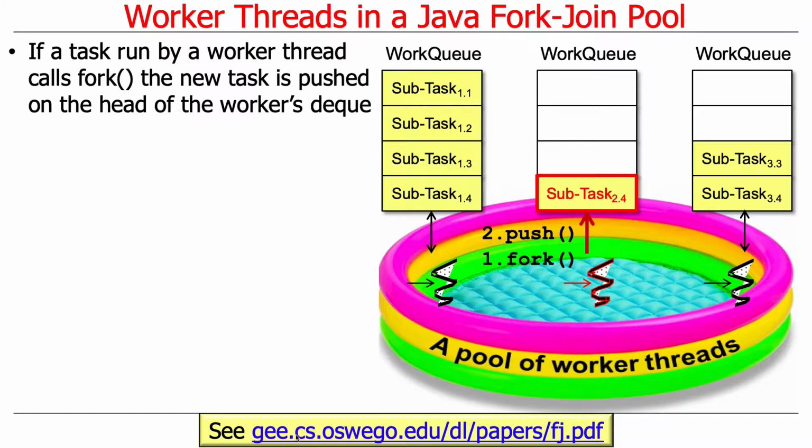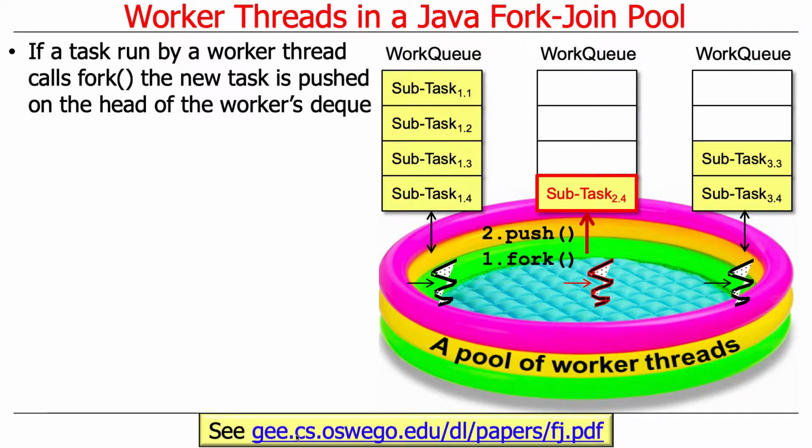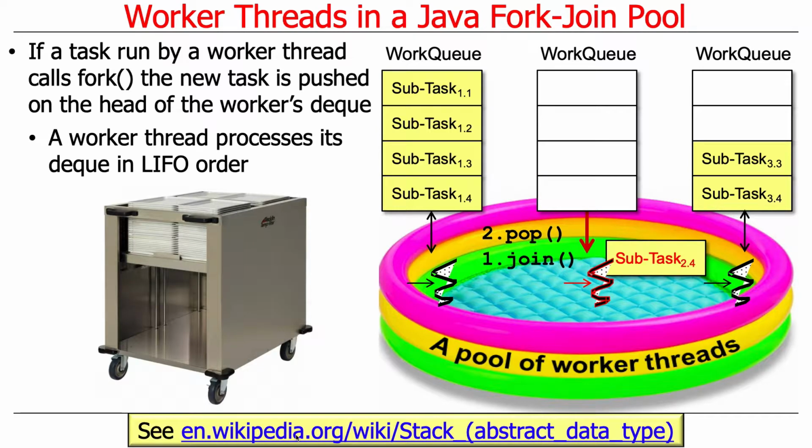inside of, say, a compute method in a recursive task or recursive action, that's always running in the context of a thread in the fork join pool, because otherwise how could it run, right? So it's now inside the fork join pool. When fork is called, it turns around and pushes the task onto the work queue. As you can see here, it uses this push method to do that, and it pushes it in so-called LIFO order, last in, first out.